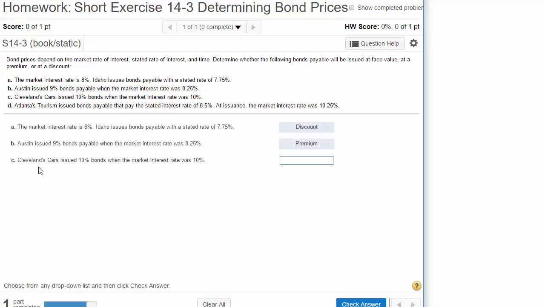Scenario C, Cleveland's Cars issued 10% bonds when the market interest rate was also 10%. Well, that means people will pay face value. They will pay $1,000 for that $1,000 bond.